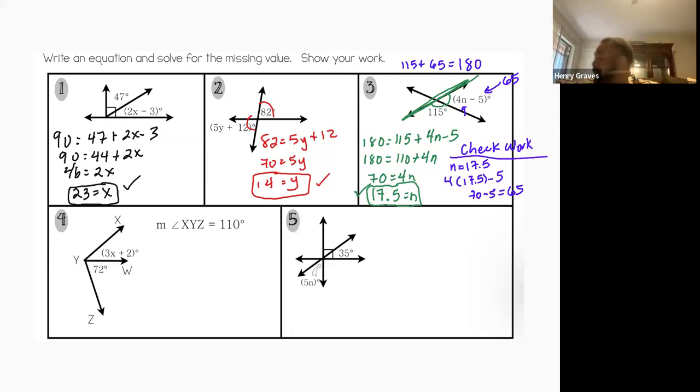It's always good to be able to check your work if you get a decimal, because those are the ones that can give a lot of people a lot of PTSD, like, oh my gosh, am I doing this right?